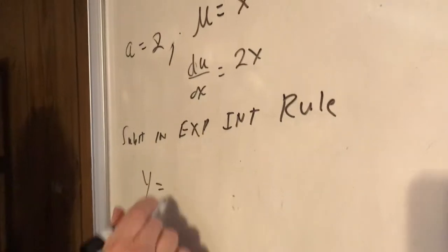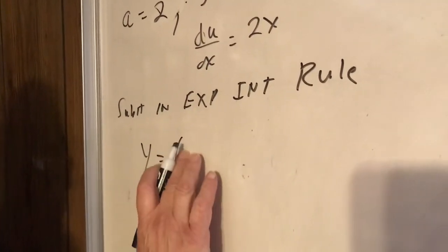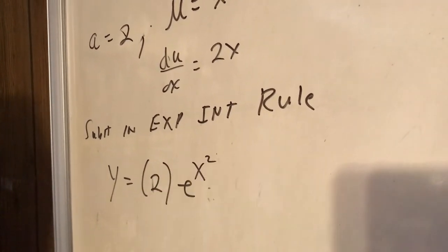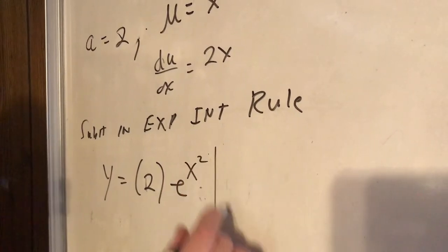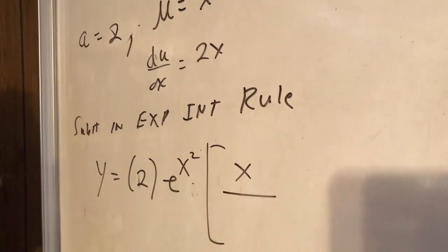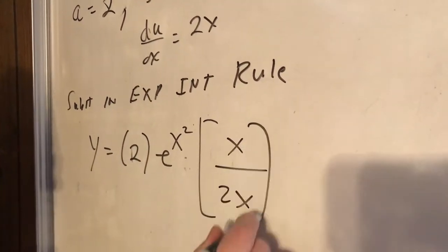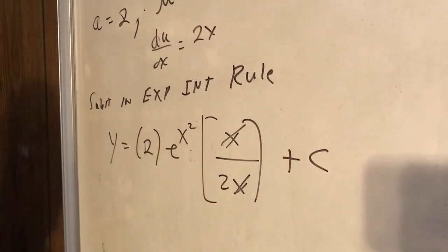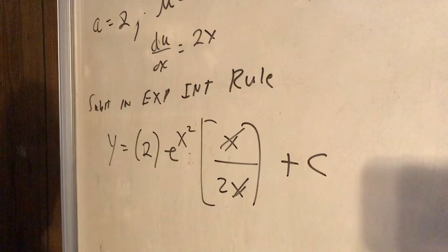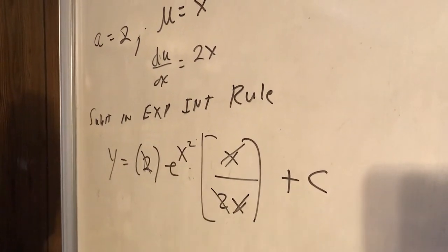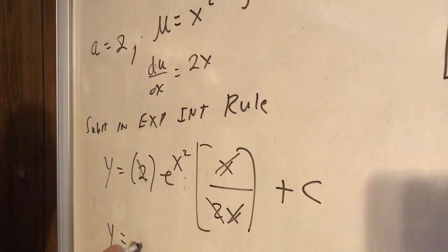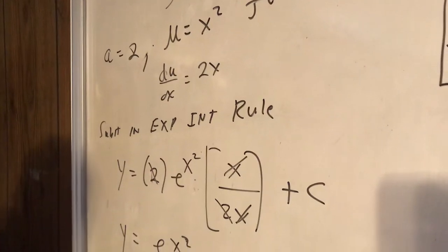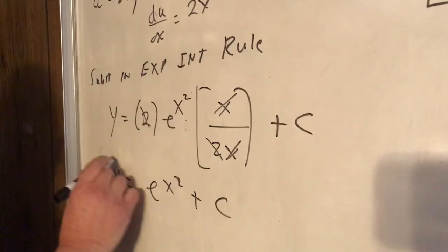So y is going to equal a, which is 2. It says e to the u, which is x squared. F of x is x. And du dx is 2x, plus c. Notice the x's cancel. That's what I want to do if I had an x. Okay. Now the 2's will cancel too. So this is simply going to be e to the x squared plus c. Simple solution. This is it.